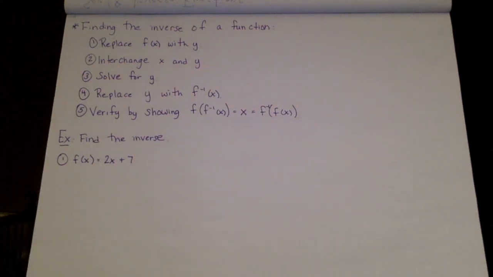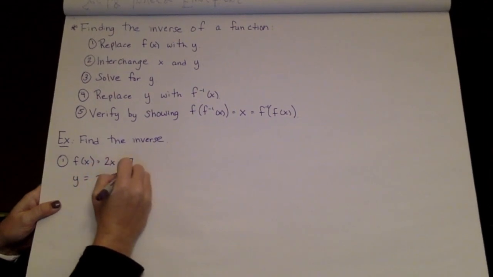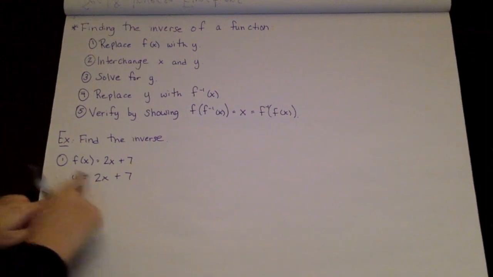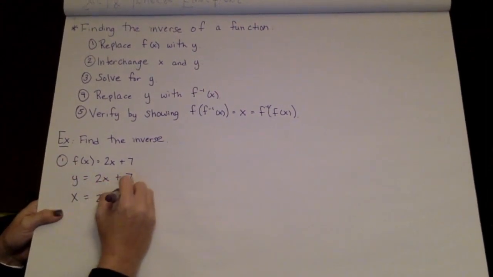Okay, so we'll do a few examples here. We'll start with a fairly straightforward one. f of x equals 2x plus 7. I'm going to begin by writing this as y equals 2x plus 7. Now I'm going to interchange x and y. So I'm just going to switch their locations. So now I'll have x equals 2y plus 7.